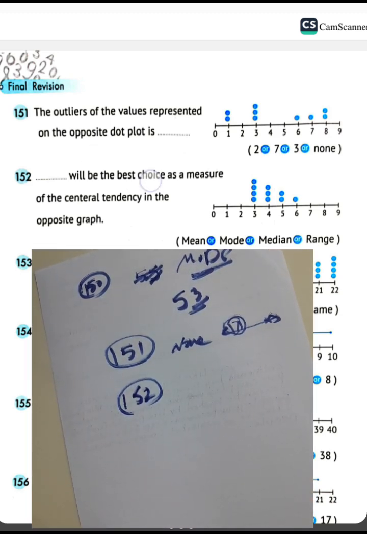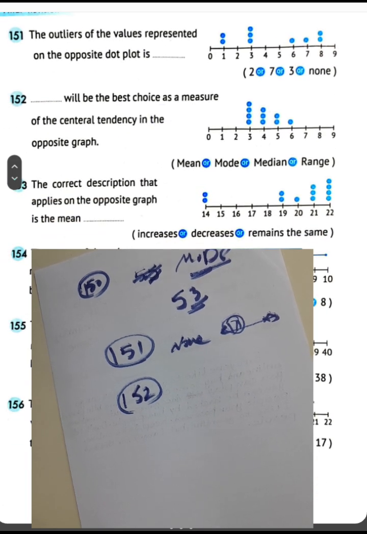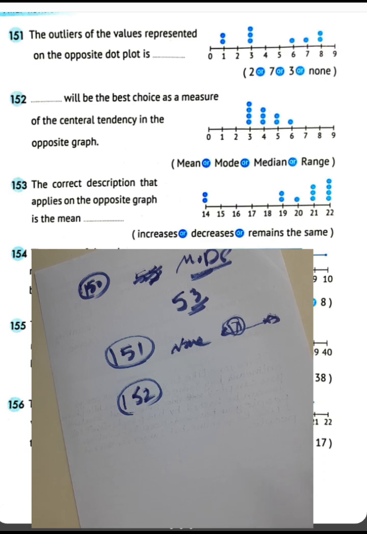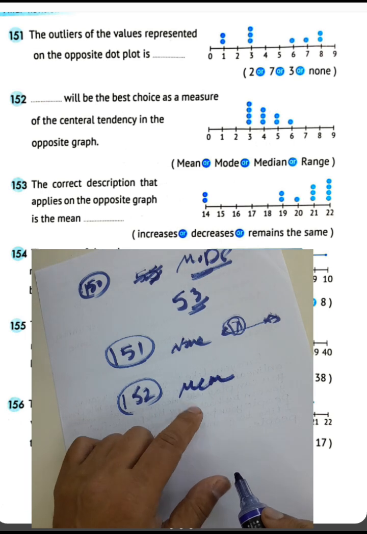What will be the best choice to describe the center of the density in the opposite plot? We can use the mean. We must choose the mean as the best measure. The mean, okay, choose the mean.